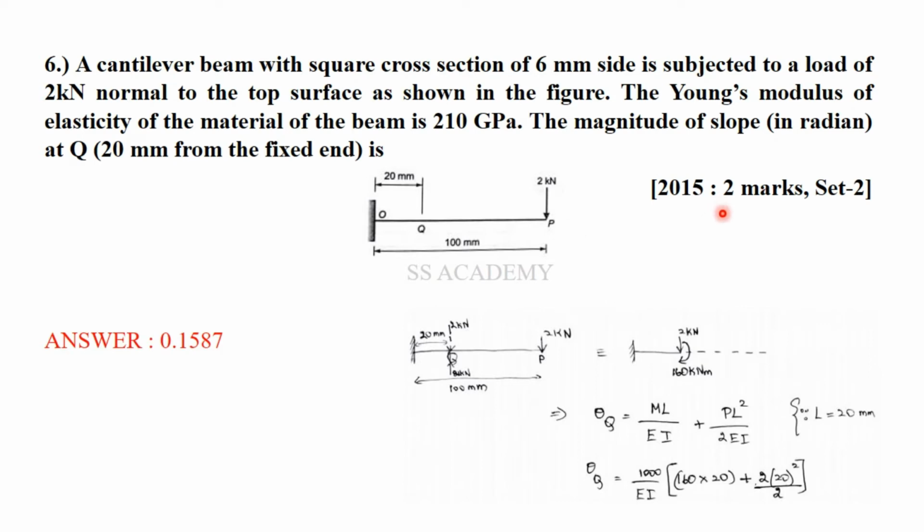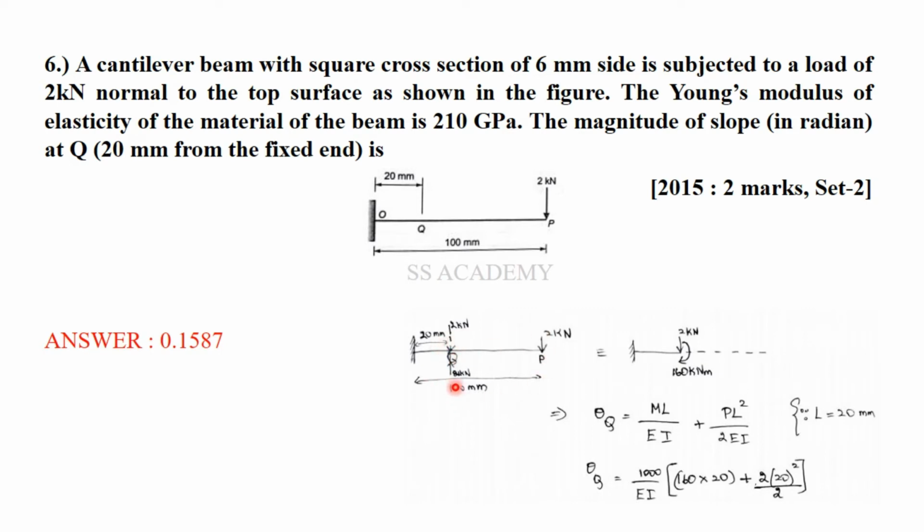It is a 2015 2-mark question asked in set 2 of the GATE paper, and they have asked the magnitude of slope at the point Q. So you have to find the loading at Q by introducing two forces of equal magnitude to this force but opposite in direction. If you replace it with a 2 kN downward and 2 kN upward, actually there is zero net force. So we are introducing dummy forces.